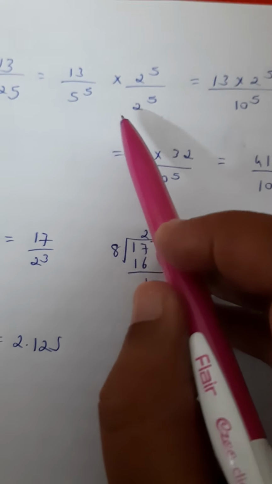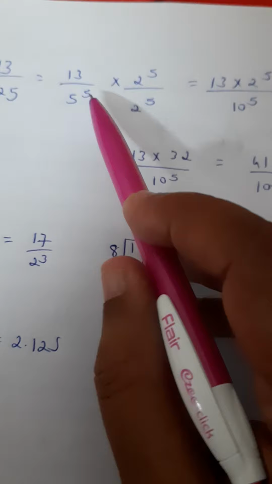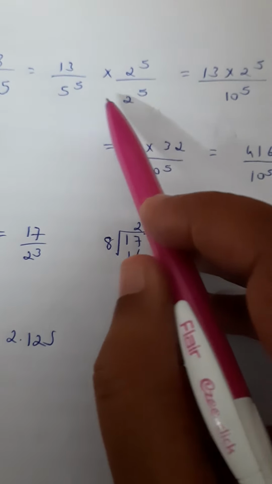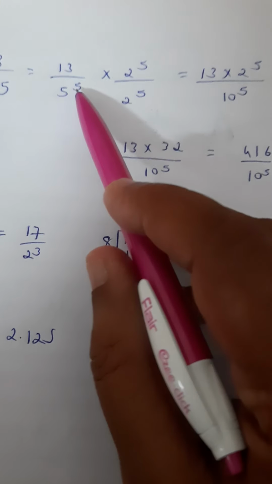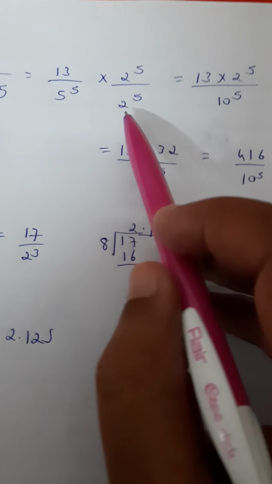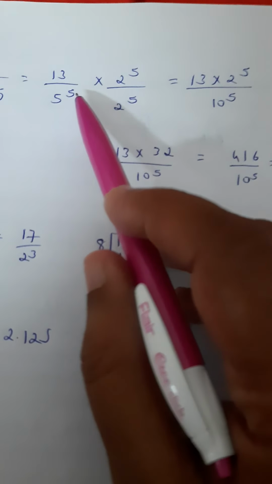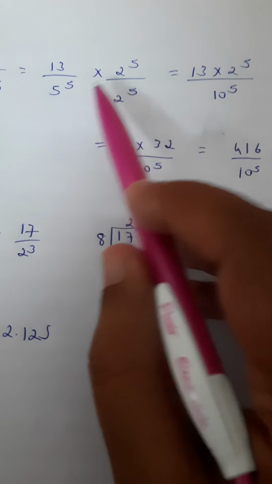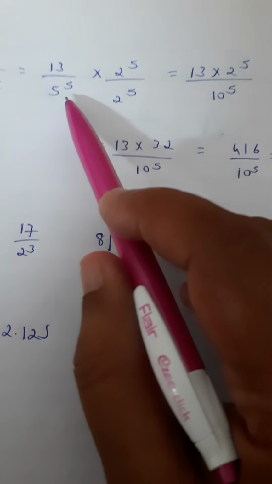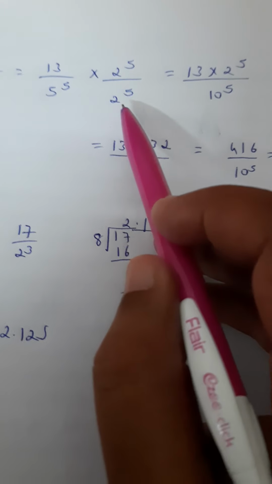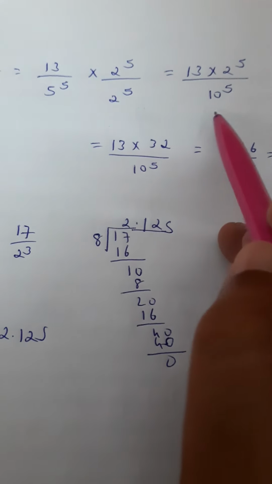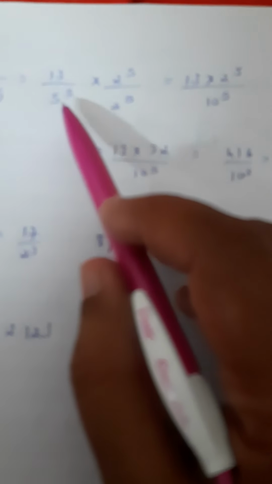So I know that 5 into 2 is 10, but here the power of 5 is 5. So you have done laws of exponents in class 9, which says that if the bases are different but the powers are same, then we can multiply. So what is the rule? x to the power a into y to the power a is x into y to the power a, right? That's the rule. So here what I'm going to do is multiply and divide by 2 to the power 5. Why am I doing this? So that the denominator will become 10 to the power 5, because the power is same. Then you can multiply the bases.